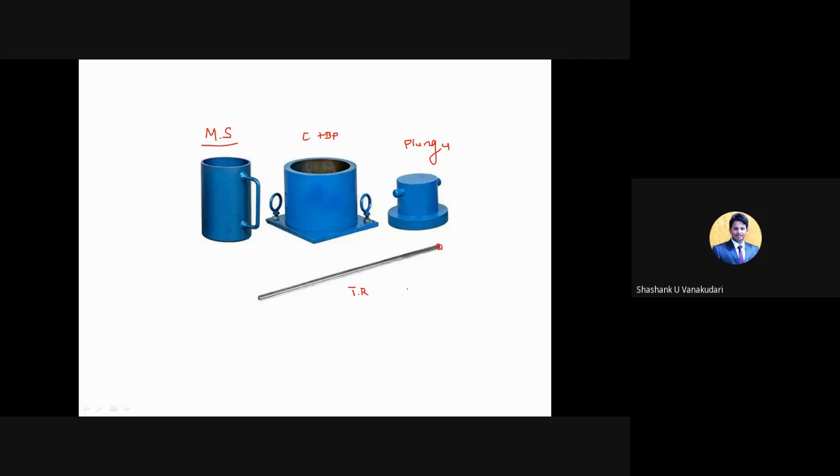Clear? So now what we need to do, we need to take the aggregates for this test which are passing from 12.5 mm and which are retained in 10 mm. So first we need to consider the aggregates which are passing in this sieve size. Think that this is the sieve set. So aggregates which are passing from 12.5 and retained in 10 mm, these aggregates we need to fill in this measuring cylinder.